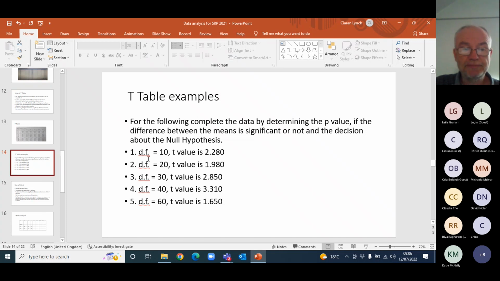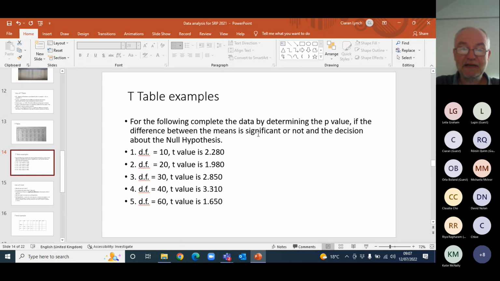Okay, so for this first example, using your T-table from your data sheets, a degrees of freedom of 10 and a t-value of 2.280. If I go across the row at 10 degrees of freedom, I get to 2.228 in the column of 0.05 probability. And then if I go to the next column, it's 2.764. So the figure that I've given you here of 2.280 lies between those two figures. So therefore, the probability value is less than 0.05 if I go to the top of that column, and greater than 0.02.